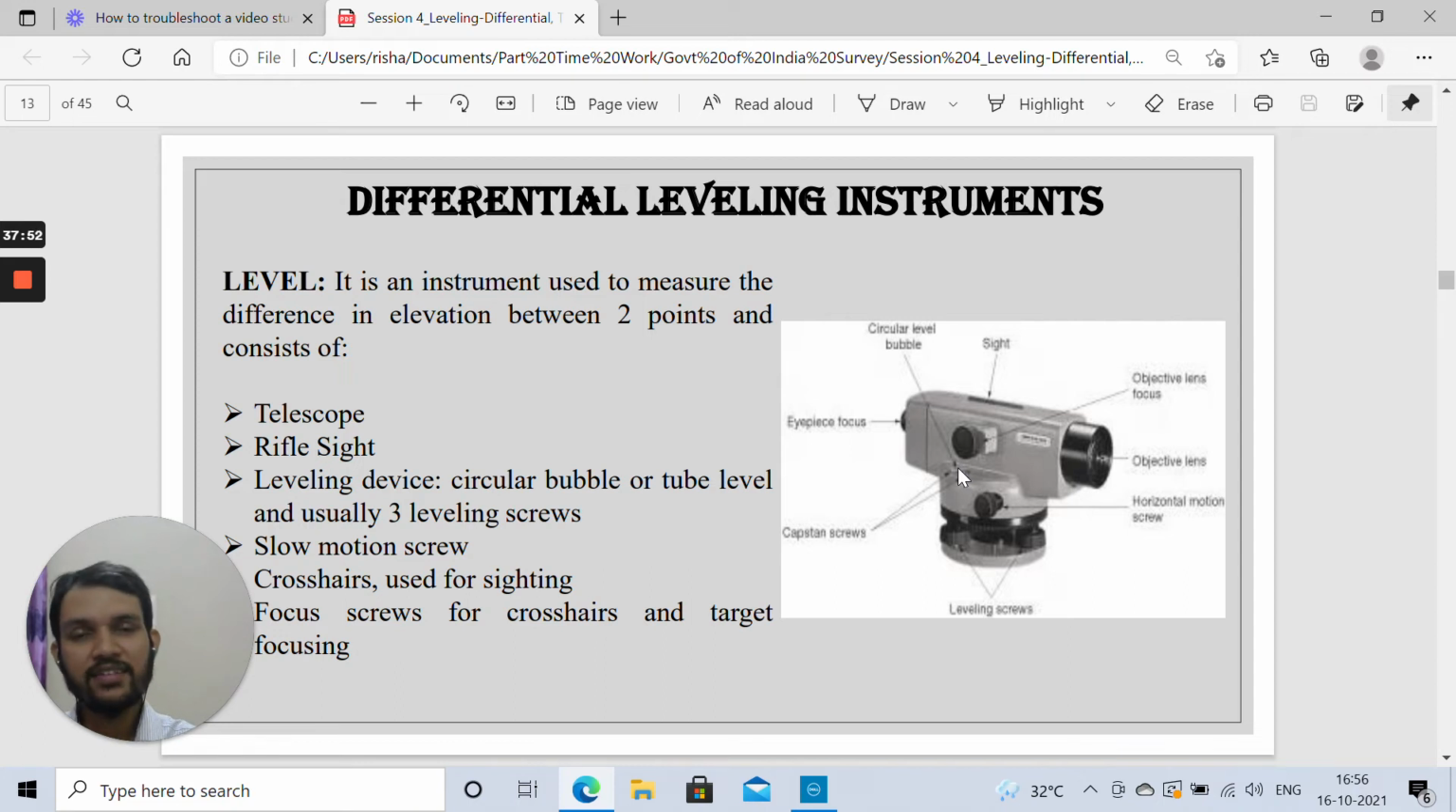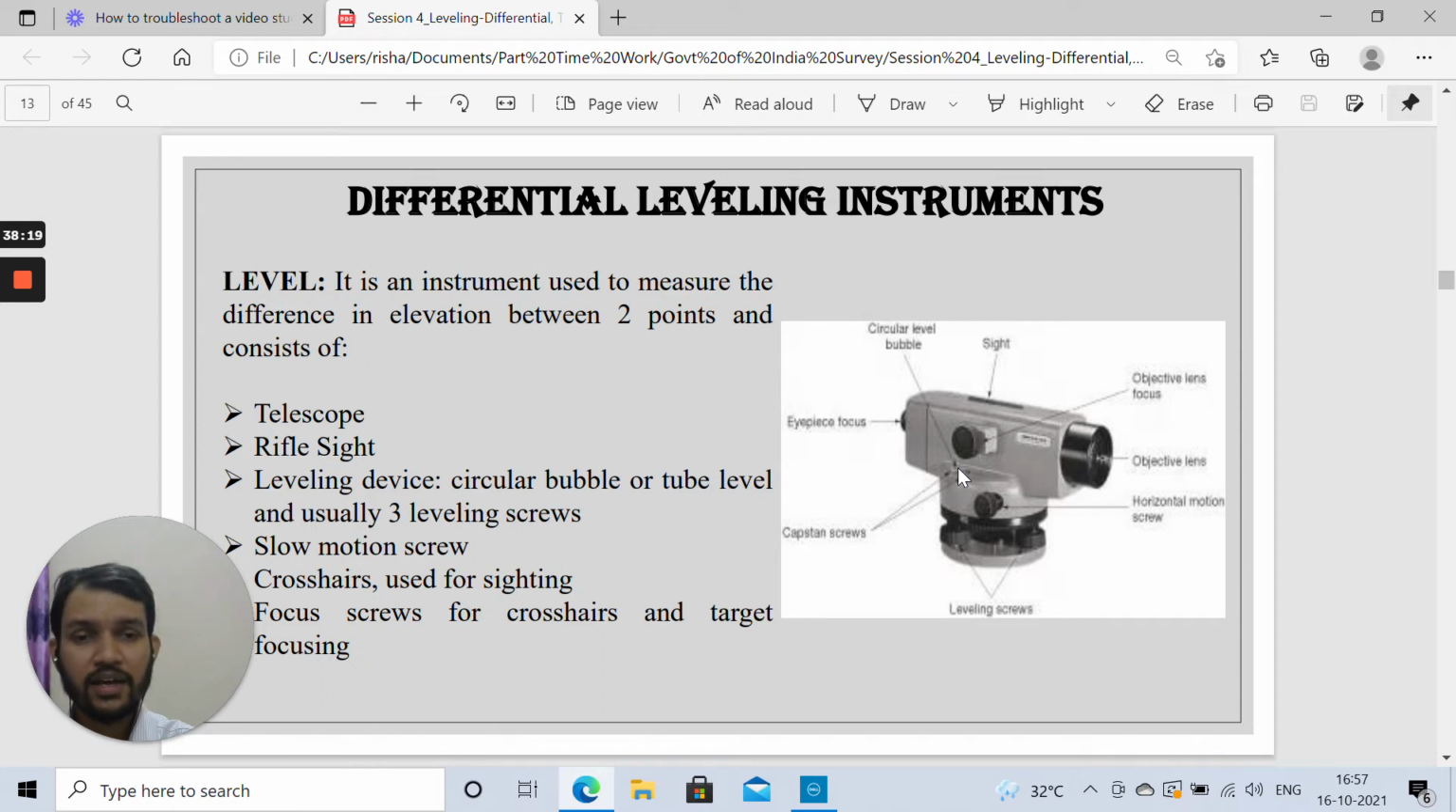Once it is leveled, you will rotate your instrument by 90 degrees and balance it with the help of the third screw. If it gets unbalanced, then you will balance it with the third screw that is left. Whenever your instrument is leveled, no matter how many times you rotate the instrument, it will always remain leveled. It means it is now parallel to the level surface of Earth. This is the function of the leveling screws.